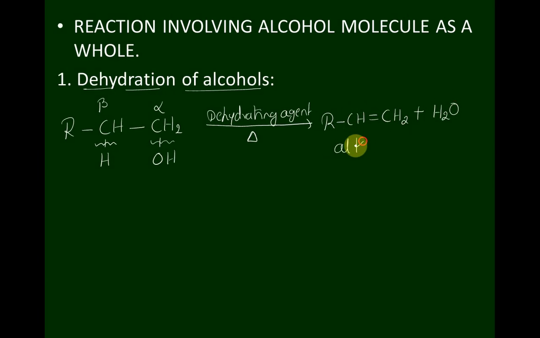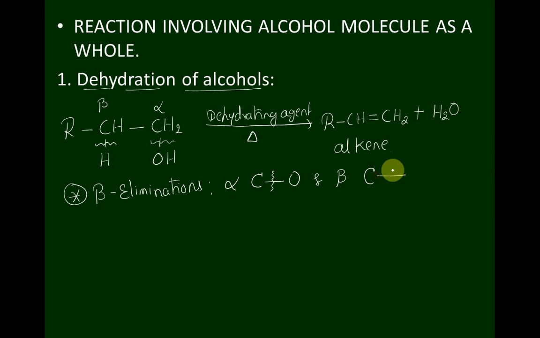We get an alkene. So this indicates that dehydration of alcohol is a beta elimination reaction. Dehydration of alcohols follows beta elimination. During beta elimination, first at the alpha carbon atom cleavage of the C-O bond takes place, and next at the beta carbon atom cleavage of the carbon-hydrogen bond takes place.